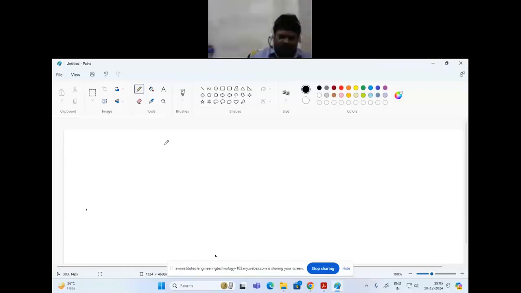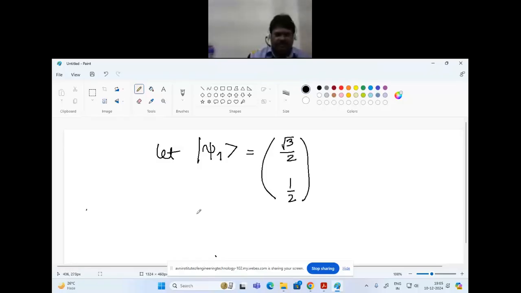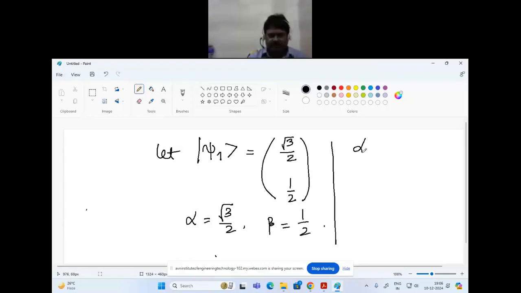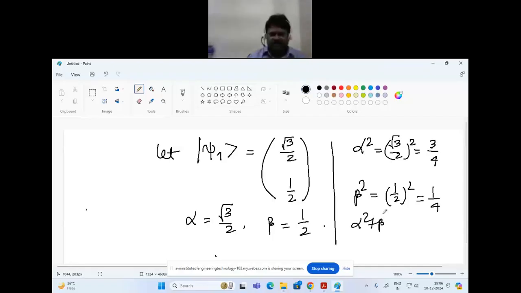Mark it. I am taking an example of a qubit. Let psi 1, this a qubit, be equal to this vector √3/2 and 1/2. That means my alpha is √3/2 and beta is equal to 1/2. Now you marked something already. Alpha square is equal to (√3/2) square, which is 3/4. And beta square is equal to (1/2) square, that is 1/4. Now alpha square plus beta square is equal to 3/4 plus 1/4 is equal to 1.